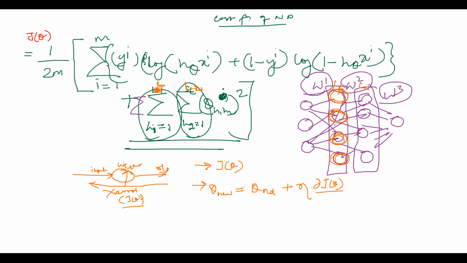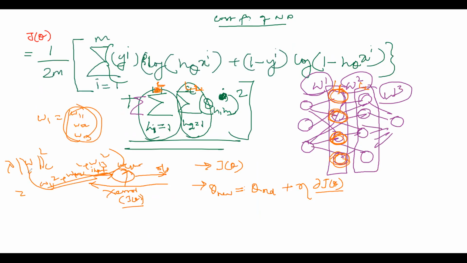Okay, so total number is L1 and L2. So why do I want to do this? Because if I have a set of W1 equal to W11, W12, W13, then lambda of W will be W11 square plus W12 square plus W13 square. So this is the set of weights that I want to use in the regularization.